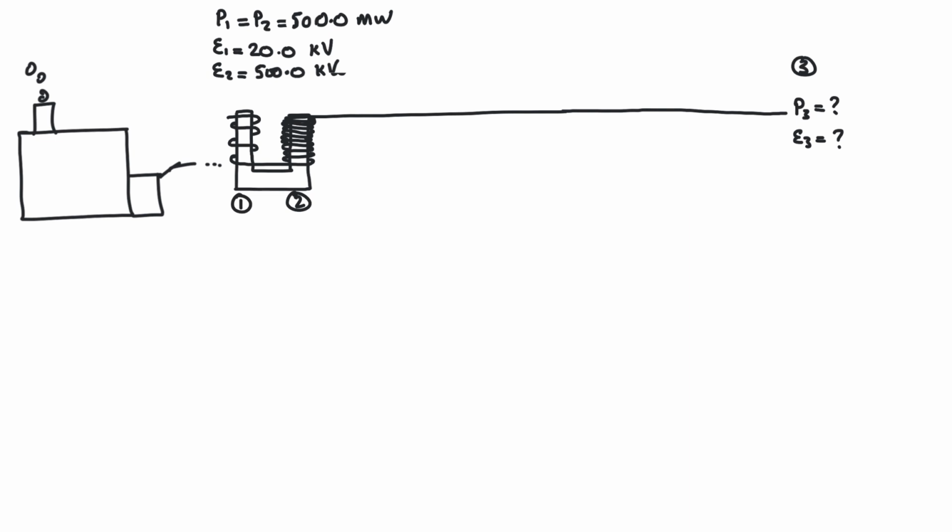EMF in the first coil, and then this is connected in a transformer. Transformers usually have very good efficiency, so we're going to assume 100% efficiency on the transformer. So all of the 500 megawatts is also transferred here. But since there's more coils here, the EMF has increased, and we have 500 kilovolts in this region.